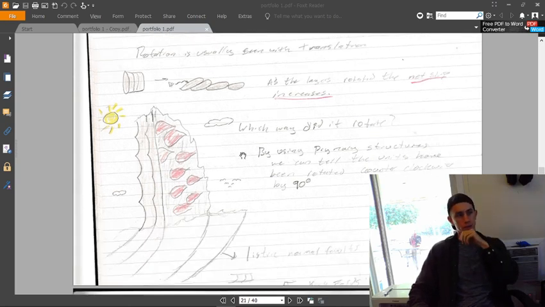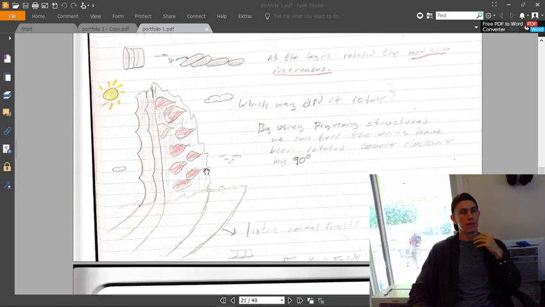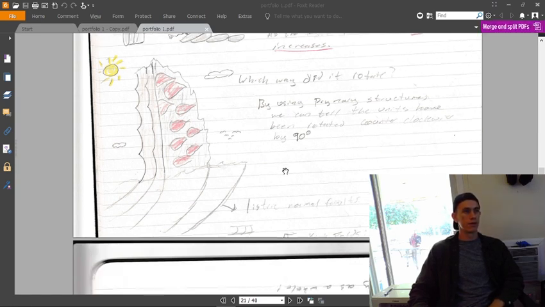And those primary structures are a really good way of figuring out how much something has rotated. Like here you see the pillow basalts. We know that this rotated, looks like counterclockwise, I don't know, like 90 degrees, something like that. Oh yeah, counterclockwise 90 degrees.